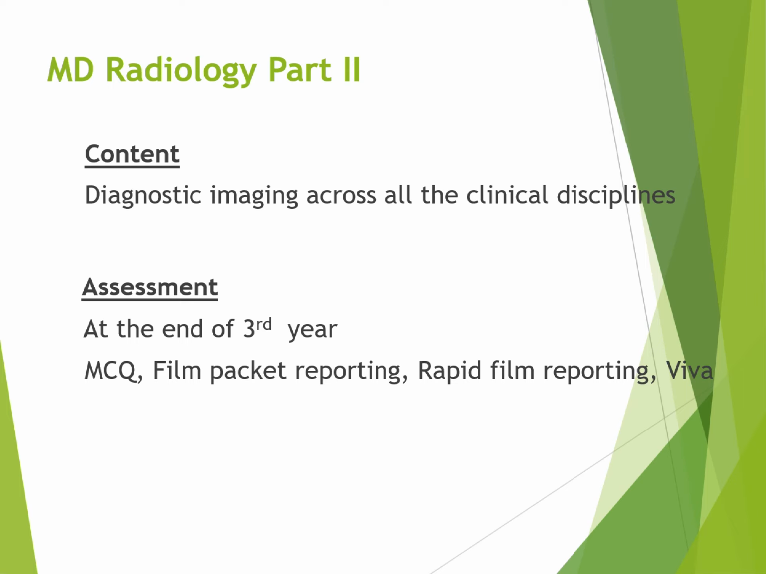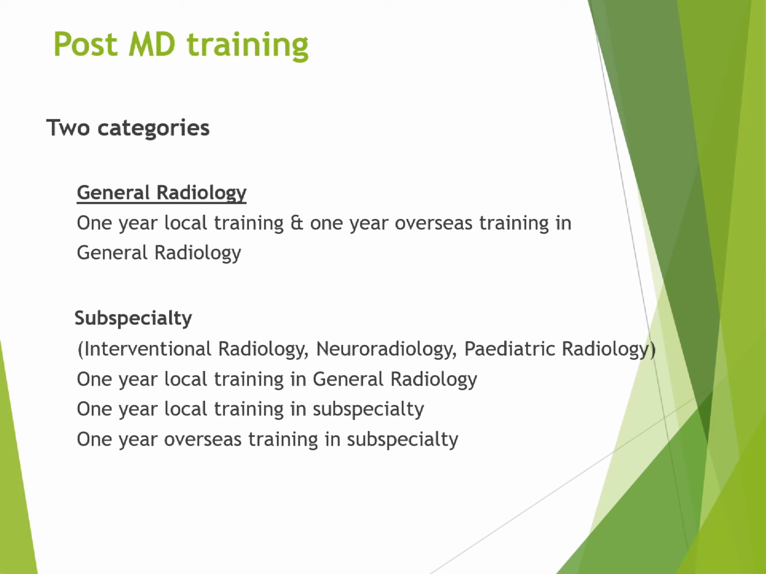Usually 6 to 7 cases you have to do like that. And then the rapid reporting: you are given 30 images, 30 films, and each one is given 1 minute. Very rapidly you have to say if it's normal or abnormal. If there's an abnormality, you have to say what the abnormality is. It's a very short, rapid reporting. And then 2 viva panels, that is the MD radiology part, exam part 2.